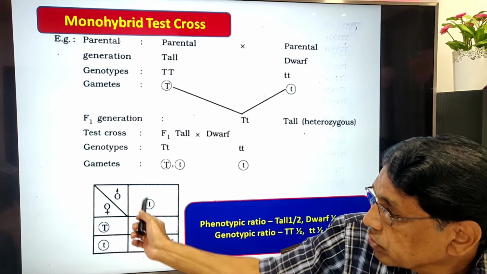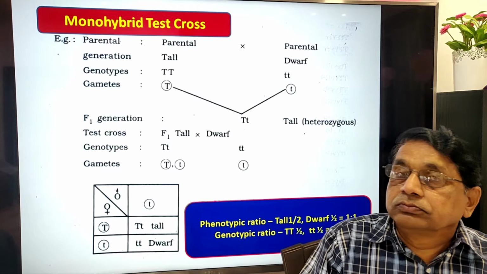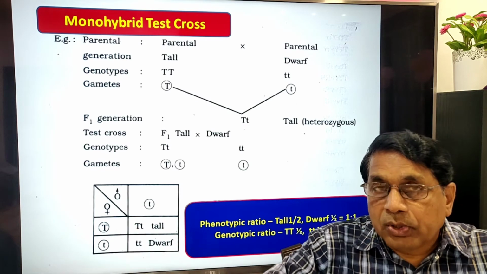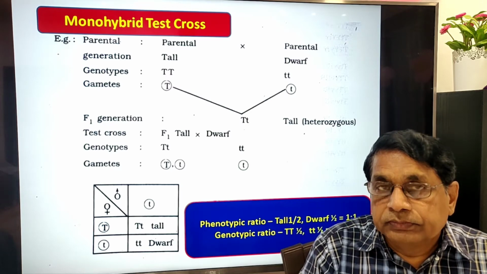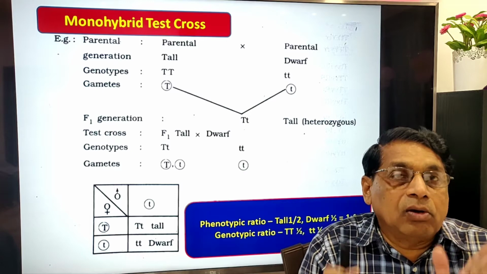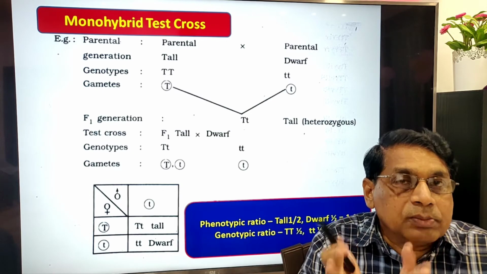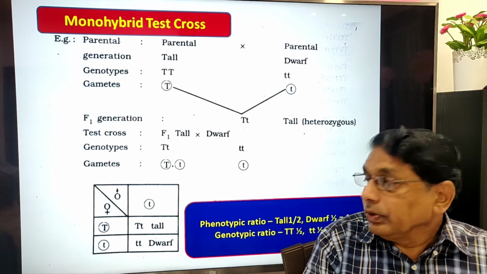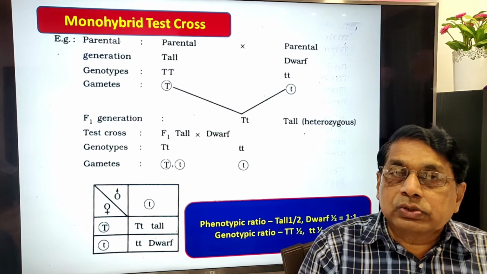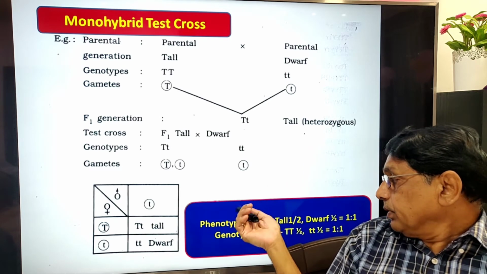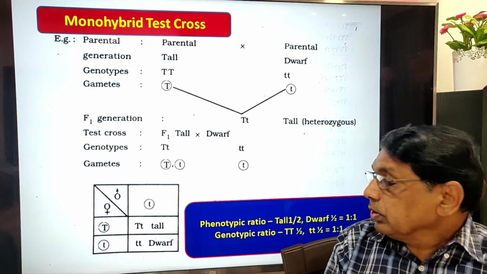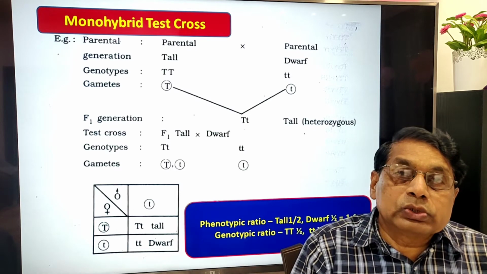So this is the Punnett square. The gametes, then all possible combinations were taken. Which gamete unites with which we cannot tell. But you have to take into account all the possibilities of the gametic unions. Phenotypic ratio 3:1, genotypic ratio 1:2:1.